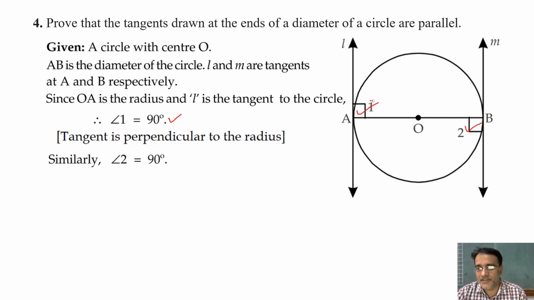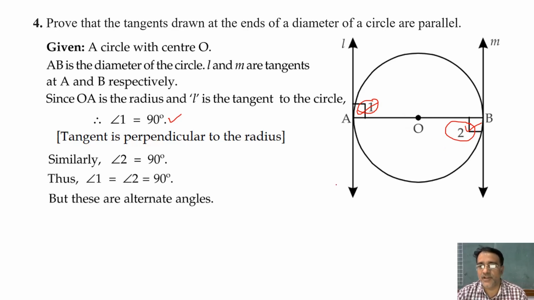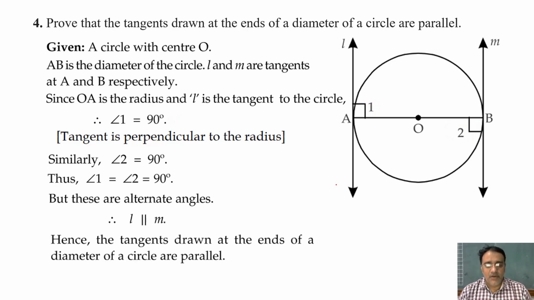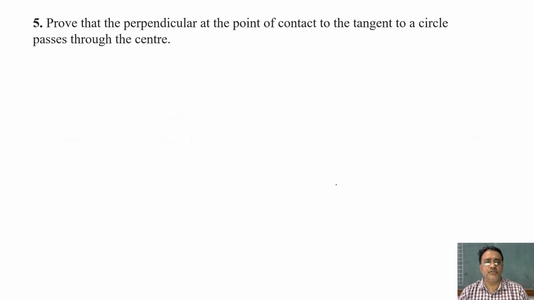Now what about these two angles? What are these two angles? Alternate interior. Right, these two angles are alternate interior angles. So therefore L is parallel to M. Any doubt in this question? No, sir. Okay, fine. So next question: prove that the perpendicular at the point of contact to the tangent to a circle passes through the center.